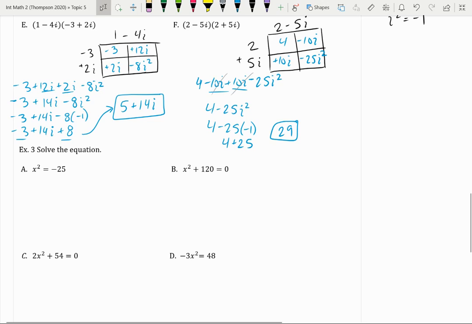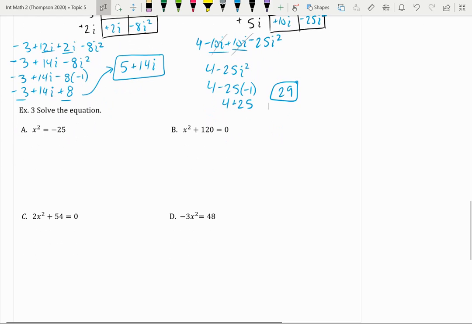So example 3, here's 4 different examples where you're going to get x squared equals some negative number and then have to finish solving. So A is very straightforward. Solve this equation of x squared equals negative 25.